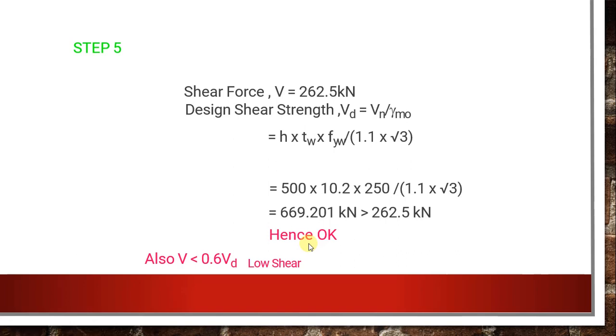Because the design shear strength value is greater than the shear force which acts over the beam due to the external load, the structure is safe against shear.